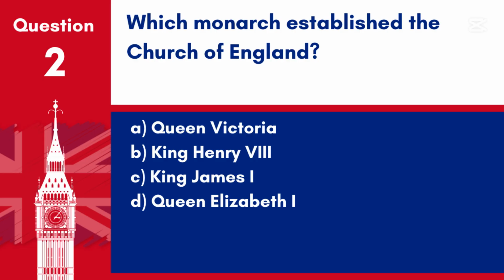Question 2. Which monarch established the Church of England? A. Queen Victoria. B. King Henry VIII. C. King James I. D. Queen Elizabeth I.